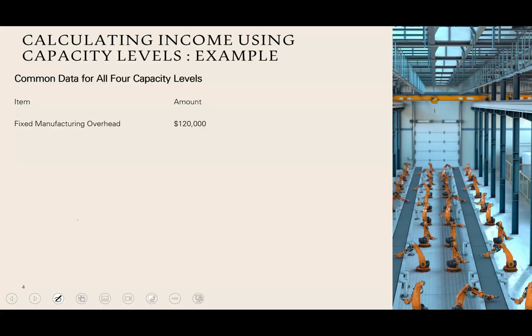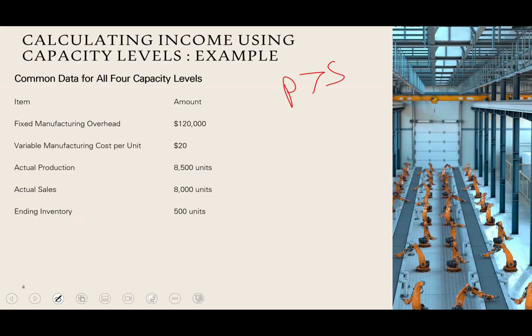We are given that there is a company, we can talk about a furniture company again, doesn't matter. Fixed manufacturing overhead is 120,000 dollars. That's the main star of the show today. Variable cost per unit is $20. The company has produced 8,500 units, although they have sold only 8,000, meaning production is still bigger than sales. Ending inventory as a result is clearly 500 units. They're selling each unit at $50.